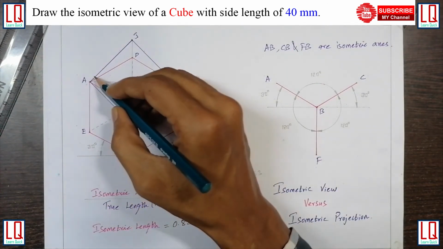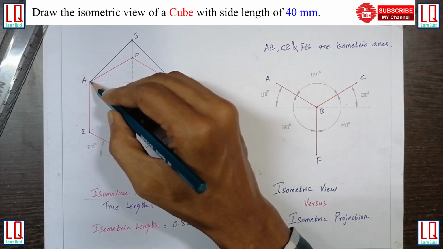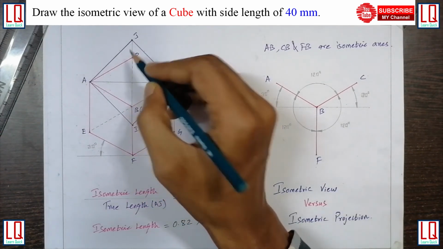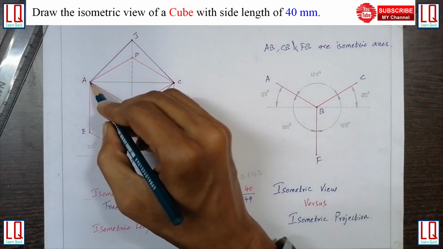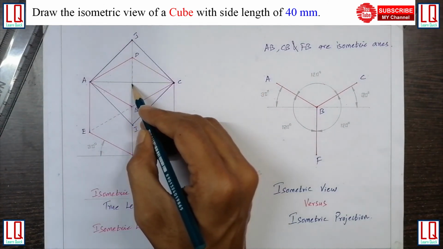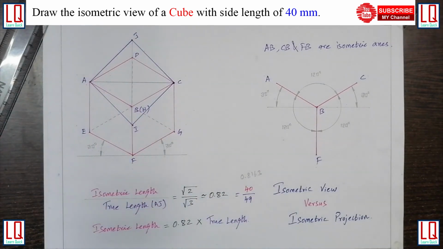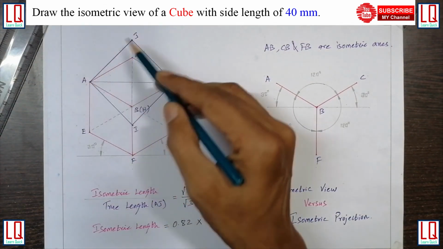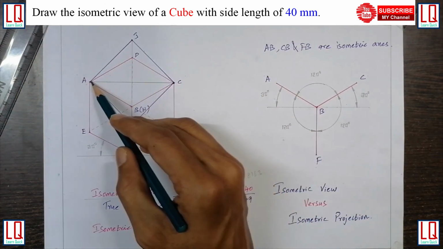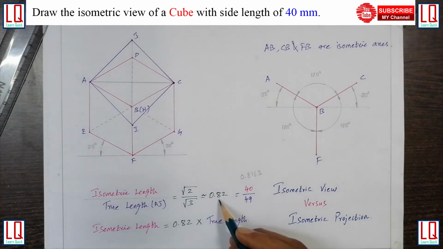In case we construct this triangle AGD and this triangle of AJ, with O here, if we investigate, you can have a scale for isometric length. You can investigate how AJ is reduced to AD with the ratio of 0.82.